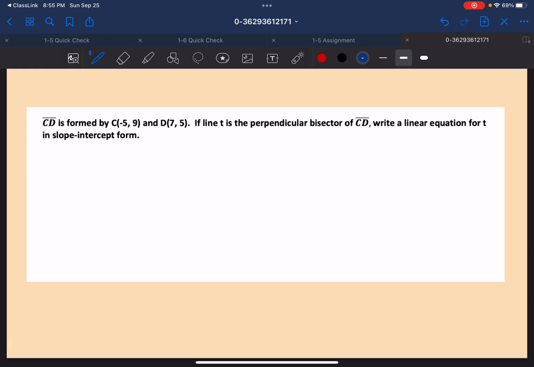Okay, let's look at this one. Now the difference here is perpendicular bisector. And we know that bisector means that it cuts it in half. And so we've got to think about a midpoint here. So when you're dealing with a perpendicular bisector, here are the steps that you want to take. The first thing you want to do is find the midpoint of the line CD, that given line. And remember that to find the midpoint, we'll add our x's and divide by 2, add our y's and divide by 2.